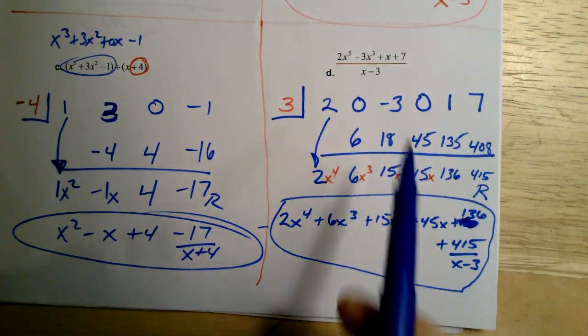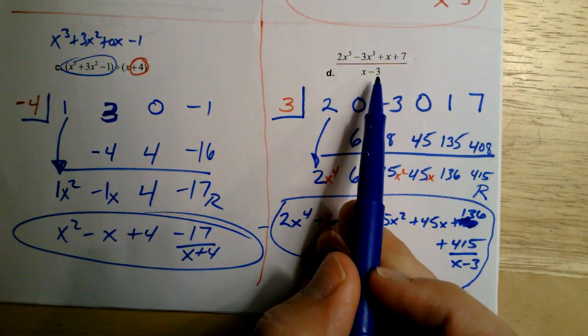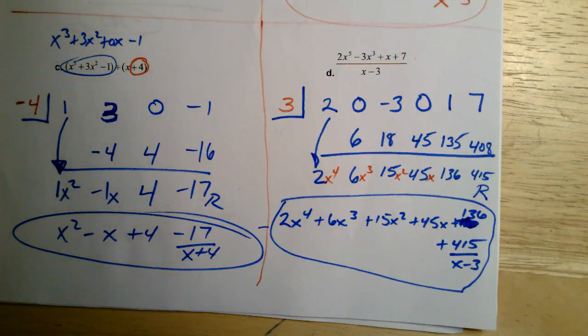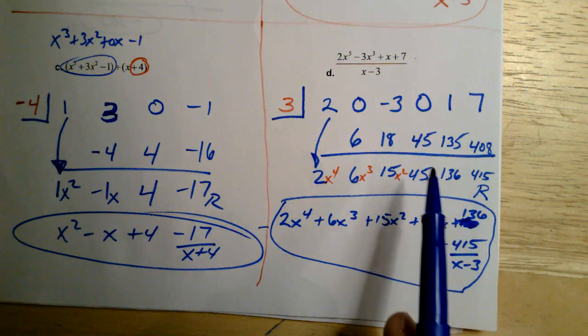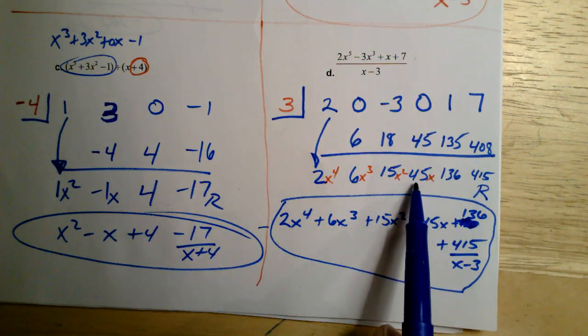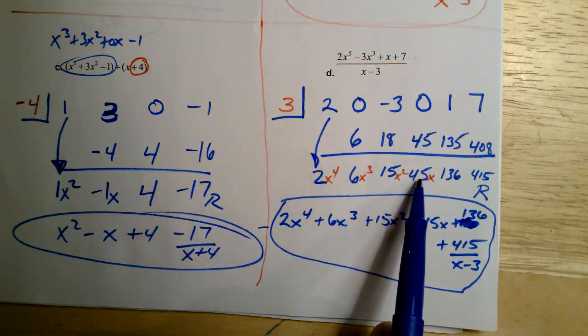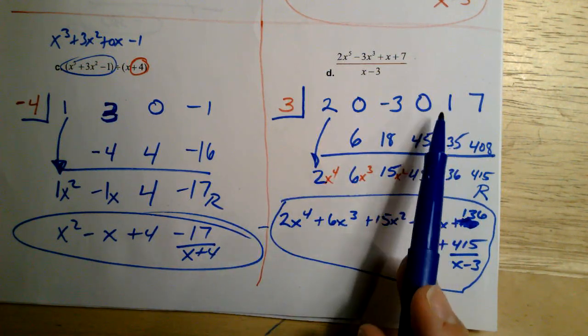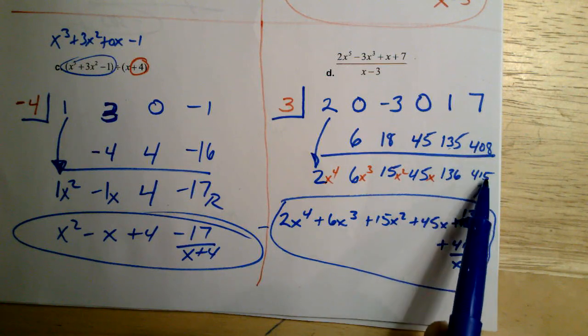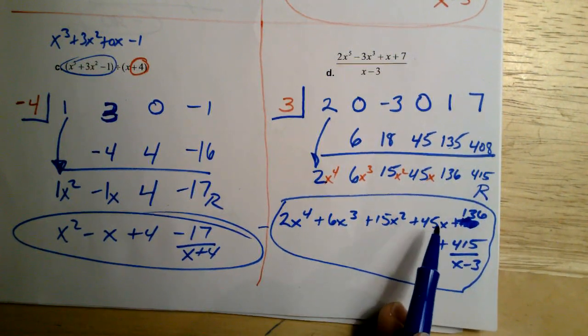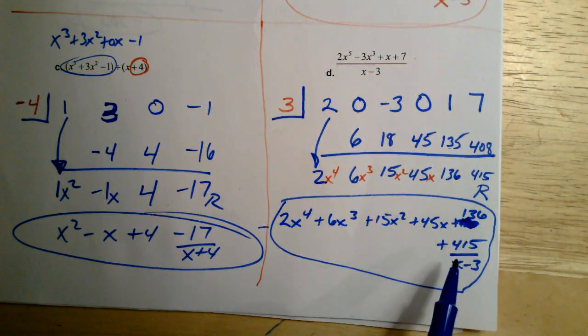Okay. Big key here, guys. Make sure. What's that? Plus 45, I don't care. Plus 45 where? Never mind. You got it? So 0 plus 45 is 45. 3 times 45 is 135. Okay. So I got a 45x plus 136, and then plus 415 over x minus 3.